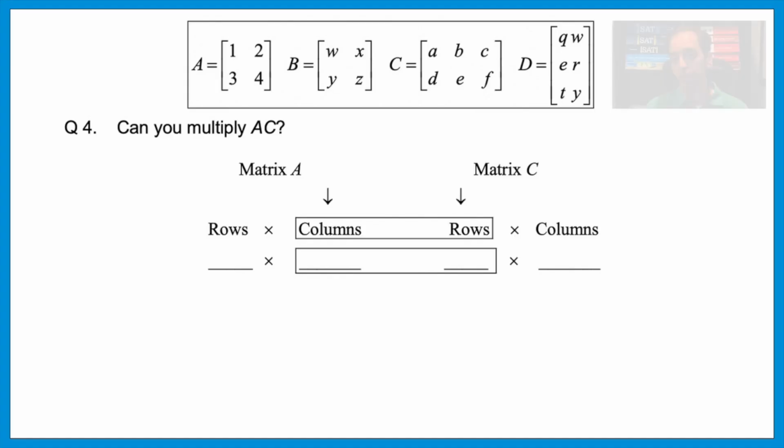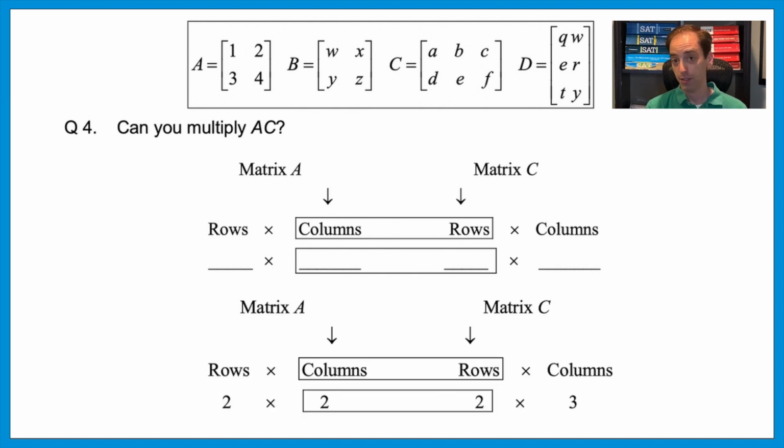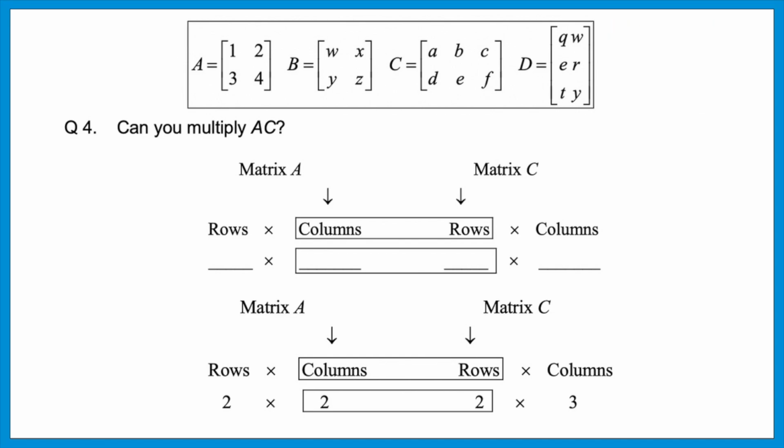Let's try another. Can you multiply AC? We have to list the dimensions of each. A is still 2 by 2, and matrix C now has 2 rows but 3 columns. We have a 2 by 2 and a 2 by 3. But the numbers in the middle still match, so we are allowed to multiply. That product is defined.